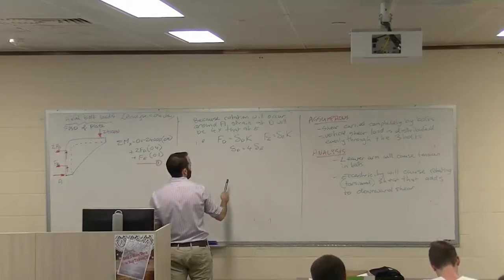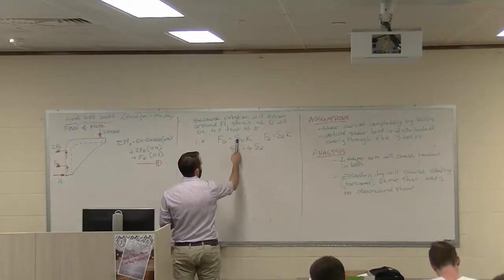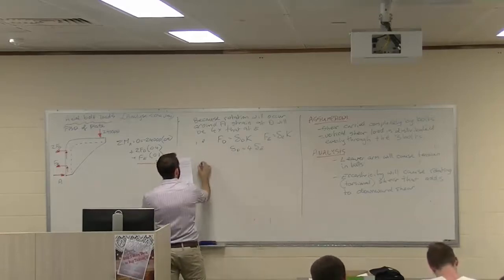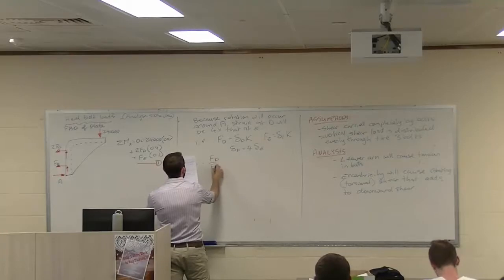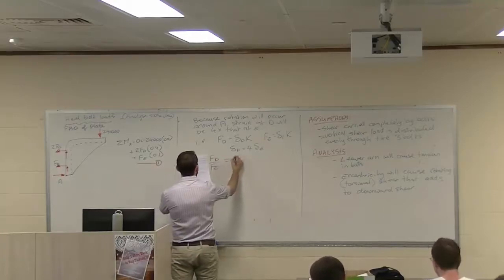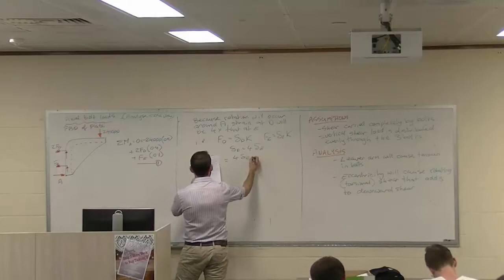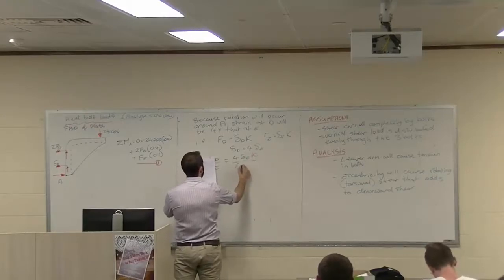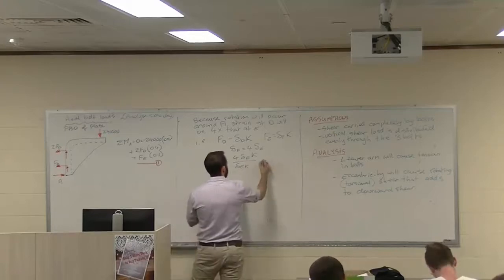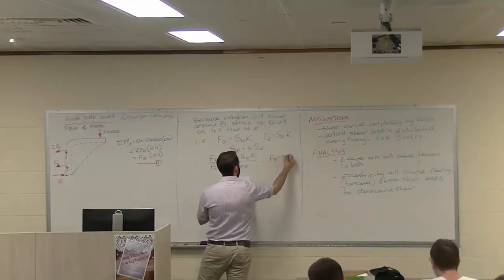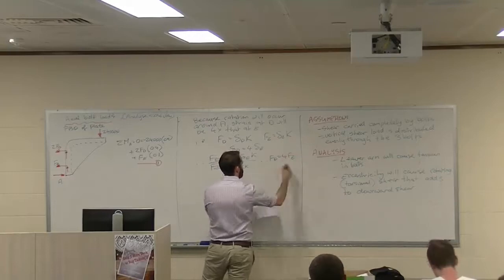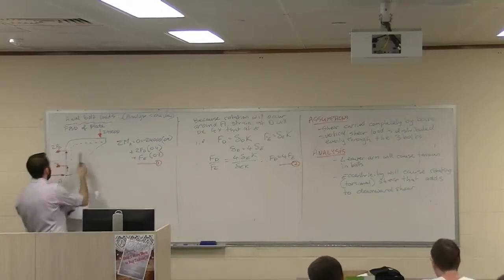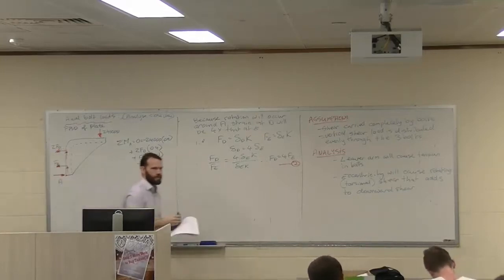Therefore, what don't we know? 1, 2, 3, 4. We can get a relationship by cancelling those out. FD divided by FE equals 4 delta E over delta E. So what we already knew, which is FD is 4 times FE.